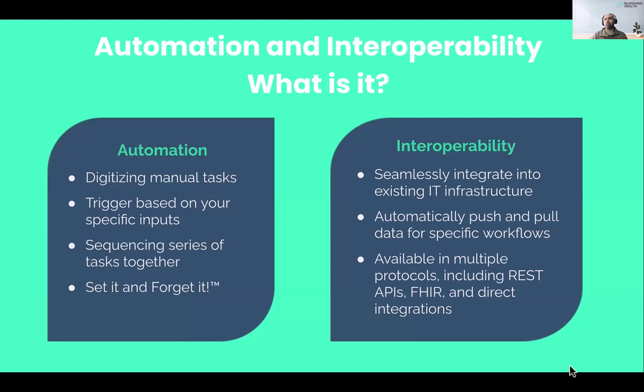By integrating, we allow automatic and real-time push and pull of data. This is to make sure that the systems are in sync. This is to make sure that the right triggers are triggering off the workflows in the right systems, and there's not a disconnect and just a sprawl of systems that you have to manage manually. When we talk about interoperability, Blooming Health offers a variety of different protocols, including REST APIs, FHIR, more of the healthcare standards, and also direct integrations.